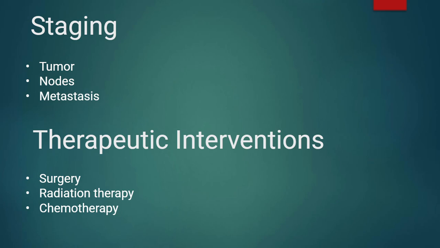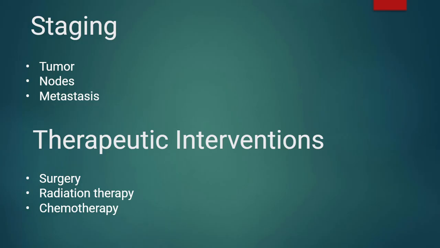Now let's look at the main therapeutic interventions. First is surgery. Surgery is often used if the cancer is localized, meaning it hasn't spread. The goal is to remove as much of the tumor as possible. Next is radiation therapy. Radiation uses high-energy beams to shrink or destroy cancer cells. It may be used before surgery to shrink a tumor, after surgery to kill remaining cells, or on its own for certain cancers.